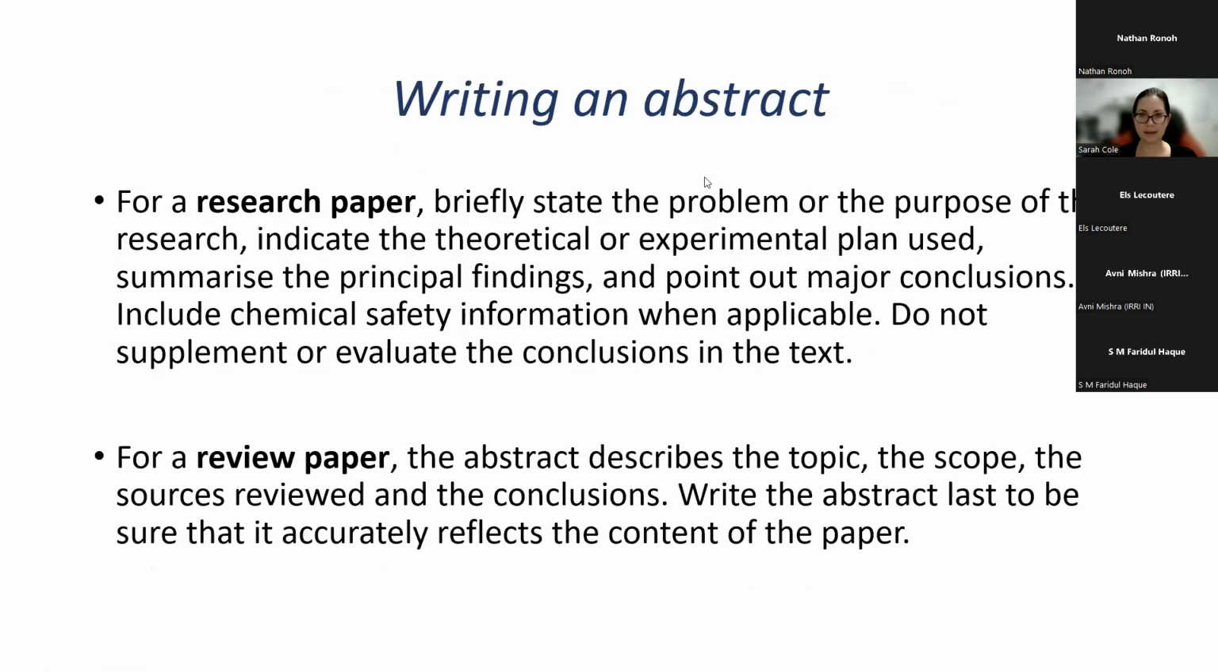So as Els went into, and I won't go very heavily into here, writing an abstract for a research paper is a little different from a review paper. For both of them, you want to write the abstract last, of course, but they have a little bit of a different focus. For a review paper, you want to look at the scope and why you chose the sources you did, which is much less relevant to writing a normal research paper abstract.